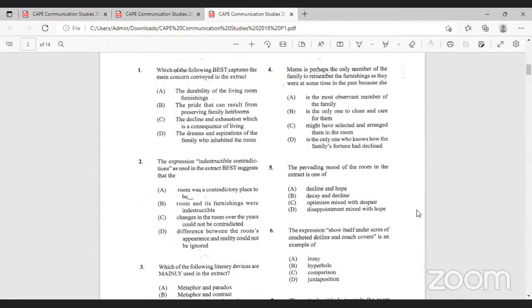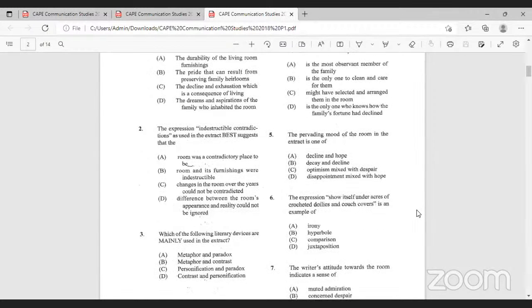1 is C. 2 is D. 3 is D. 4, we went with D as well. So 2, 3, and 4 are all D. 5 is B. 6 is B. And 7 is B. So it is C, then three Ds, then three Bs. So C, D, D, D, B, B, B. Right?